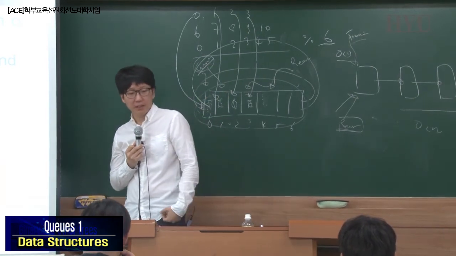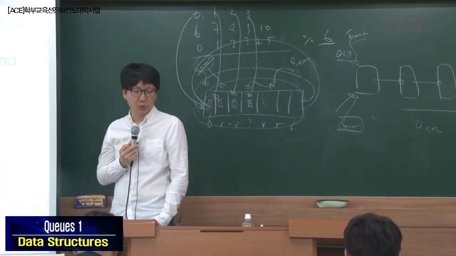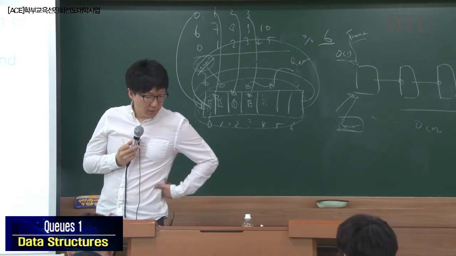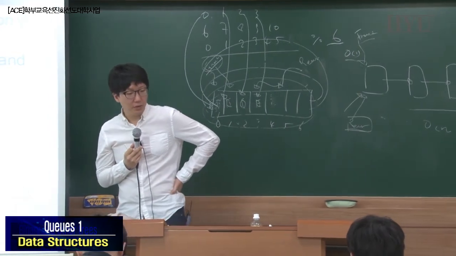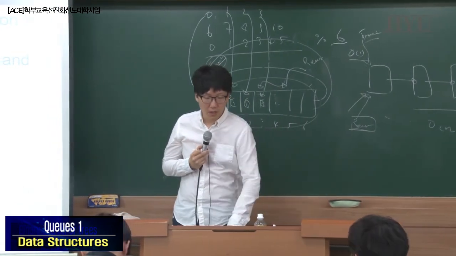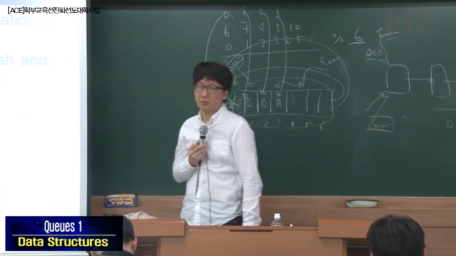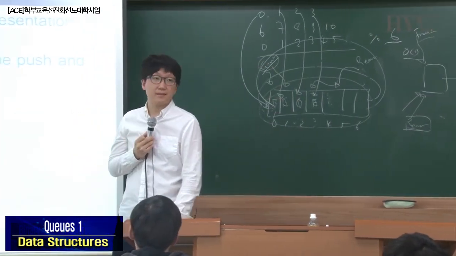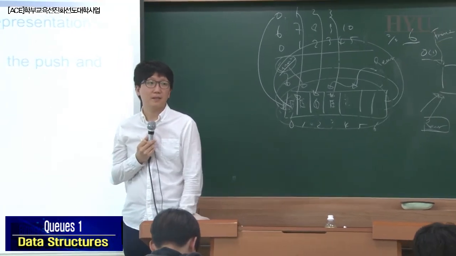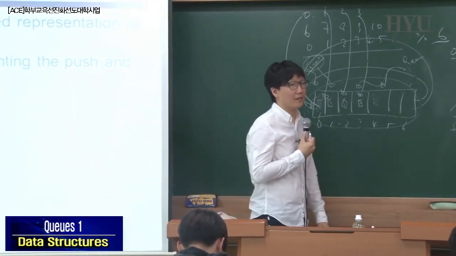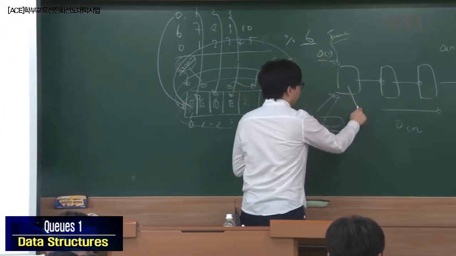How can we implement a linked list representation of the queue? C program 9.5 implements the push and pop methods for the linked queue. It's almost the same as for the stacks. How can you add an element to a linked list? Change a pointer.